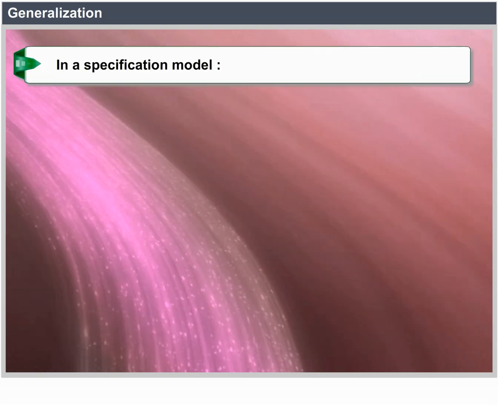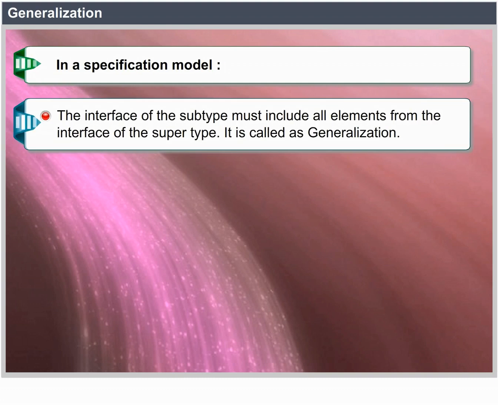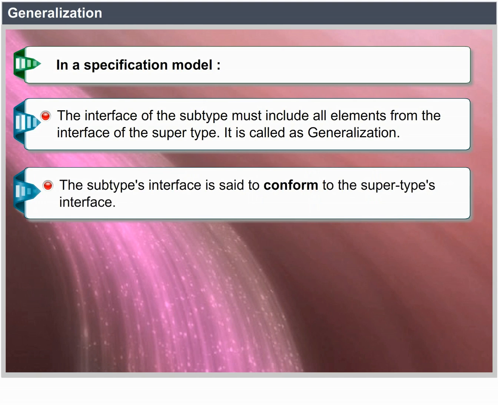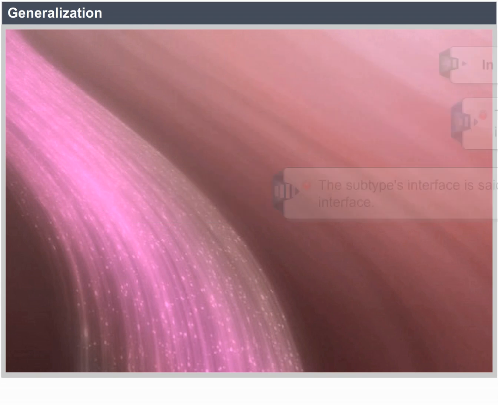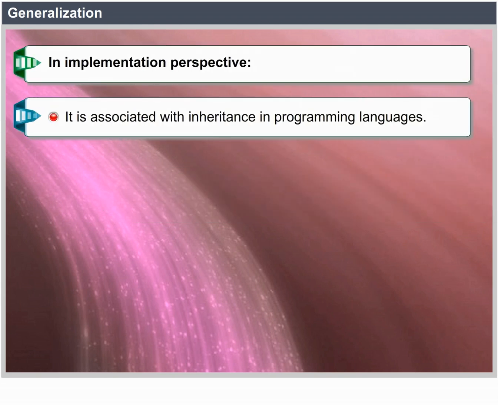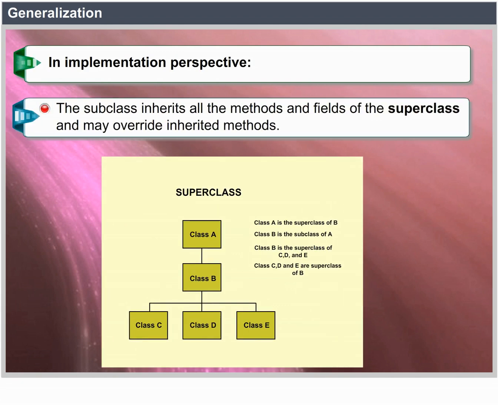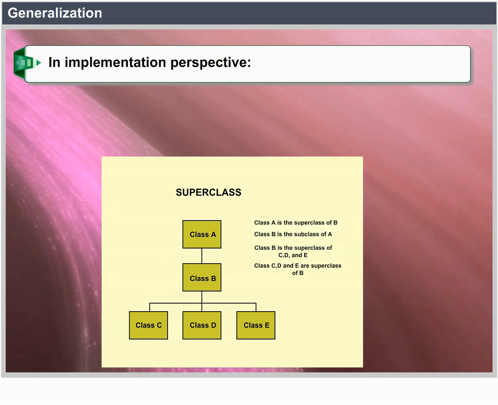Generalization. In a specification model, the interface of the subtype must include all elements from the interface of the supertype. It is called generalization. The subtype's interface is said to conform to the supertype's interface. In implementation perspective, it is associated with inheritance in programming languages. The subclass inherits all the methods and fields of the superclass and may override inherited methods.